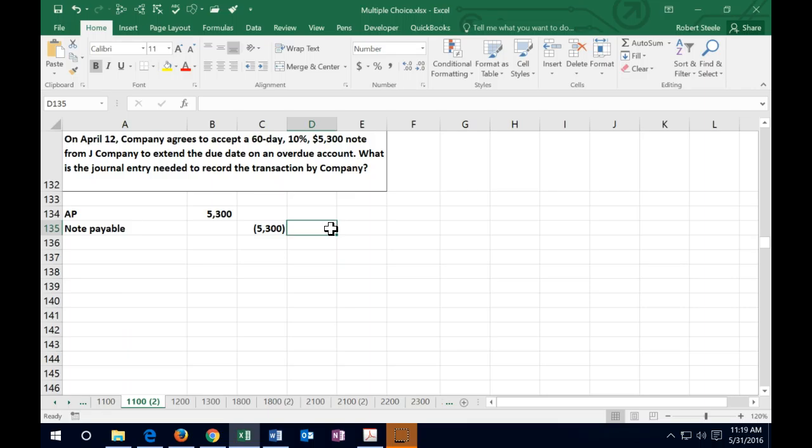Now, this is a pretty straightforward transaction. The thing that's a little bit tricky is that they give us this other information, the 60-day 10%, which will be needed to calculate the interest when we pay it, but it's not really needed when we make the transfer from an accounts payable to a notes payable, which we're doing at this time.